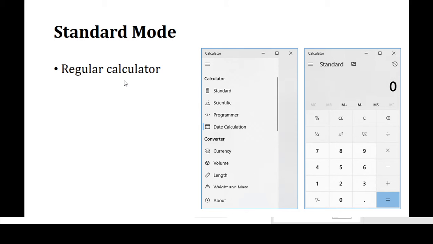So this is the standard calculator. It's a regular calculator, and you get to it by activating the menu and clicking on standard, and you get to the standard calculator. And if you look at the standard calculator, it looks exactly like your regular calculator. Even the layout is the same.